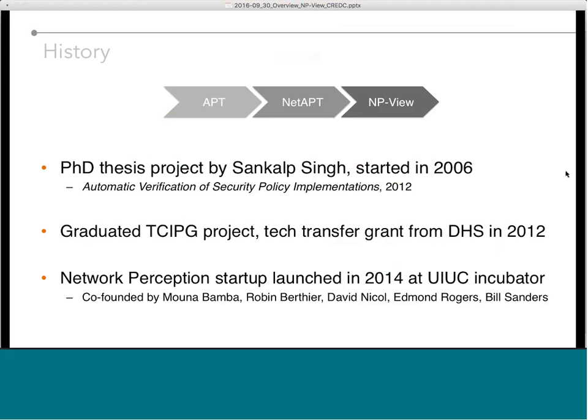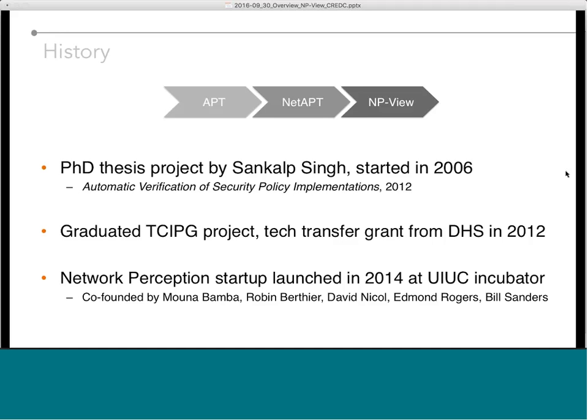So it all started a decade ago, actually, with a student, Sankalp Singh, who worked with Professor David Nicol and Professor Bill Sanders on his thesis project to try to automate the verification of safety policies implemented in firewalls. Then the project was funded by the TCIPG Center, and after he graduated, received a grant from the Department of Homeland Security for tech transfer, which means that the grant aimed at moving the project from a research product in the lab into a commercial product to have even more impact in the industry.